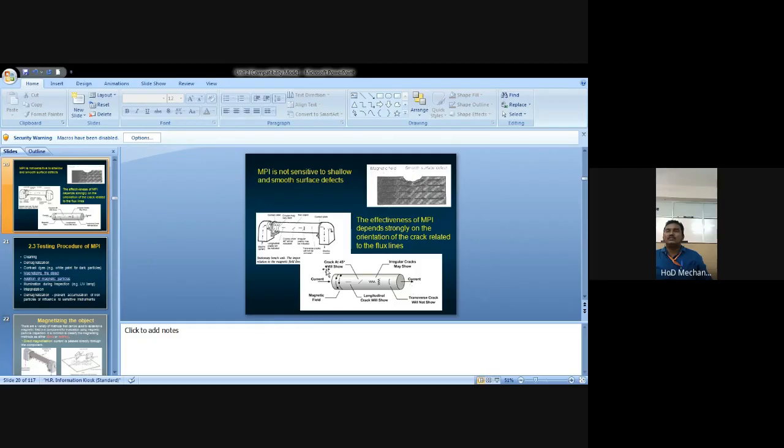Here are many pictures: the pipe crack, the shaft crack, and also a solid square or rectangle shaped specimen. MPI is not sensitive to shallow and smooth surface defects. The effectiveness of MPI depends strongly on the orientation of the crack relative to the flux lines.